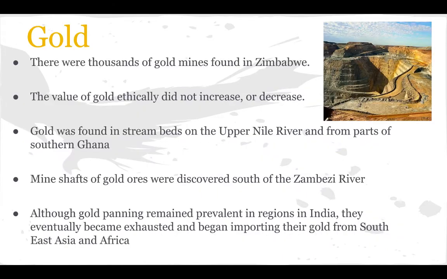So as for the minerals that were really powerful, gold was one of them. There were thousands of gold mines found in Zimbabwe, actually 2,000 years after these civilizations fell. The value of gold did not increase or decrease, because as more gold was found, it was easier to get, but it was still pretty valuable. Gold was found in stream beds on the upper Nile River and from parts of southern Ghana. Mine shafts of gold ores were discovered south of the Zambezi River. Those are the gold mines that were found in Zimbabwe.